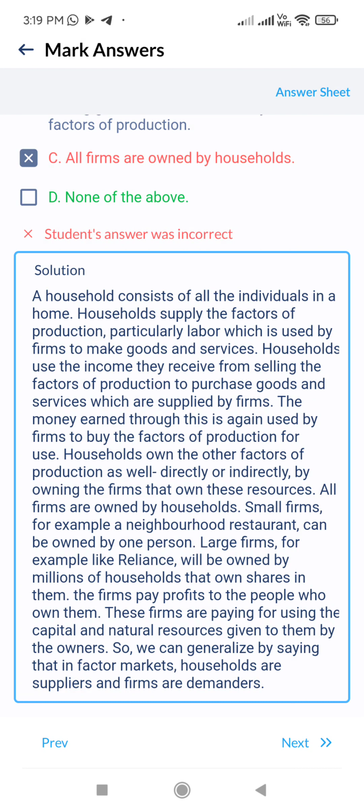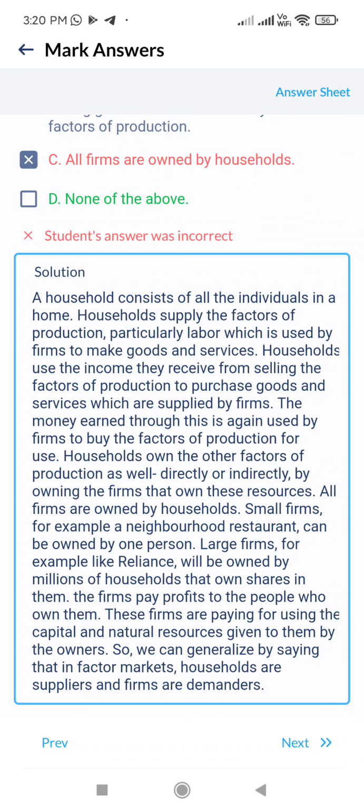A household consists of all the individuals in a home. Households supply the factors of production, particularly labor, which is used by firms to make goods and services. Households use the income they receive from selling the factors of production to purchase goods and services which are supplied by firms. The money earned through this is again used by firms to buy the factors of production for use. Households own the other factors of production as well, directly or indirectly, by owning the firms that own these resources. All the firms are owned by households.